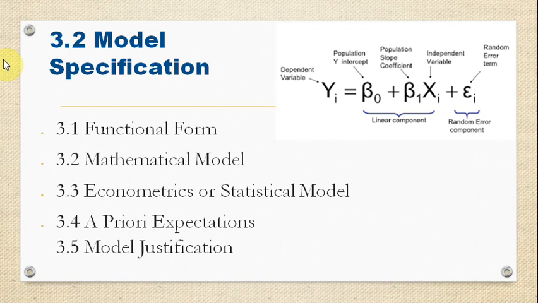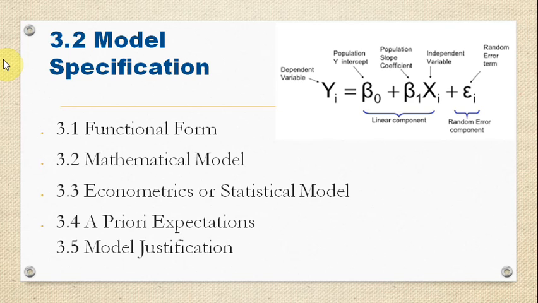Then in econometrics or statistical model, you now specify the fact that your model is not deterministic in nature. Deterministic means A plus B equals C. In econometrics or in statistics, A plus B is not always equal to C. All right, and that is why we add the stochastic variable. You justify why you are adding that stochastic variable in your model.